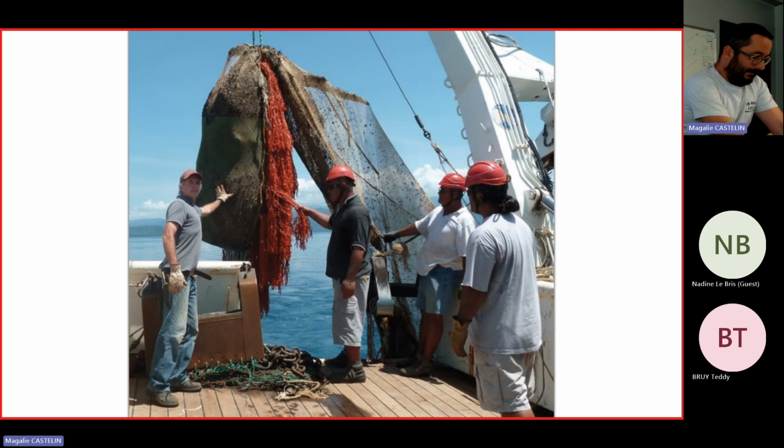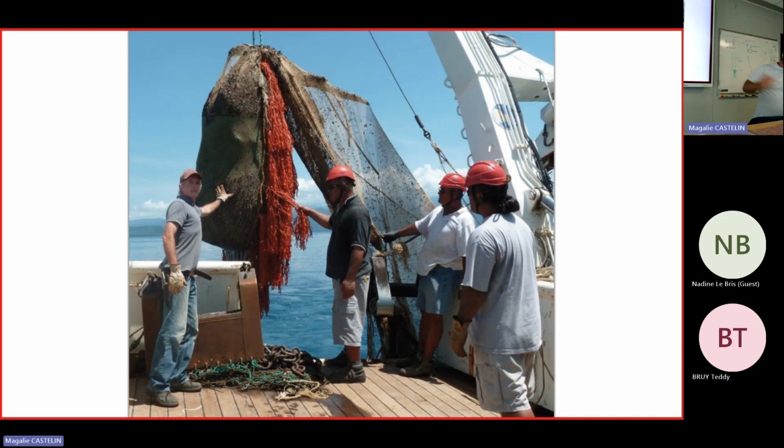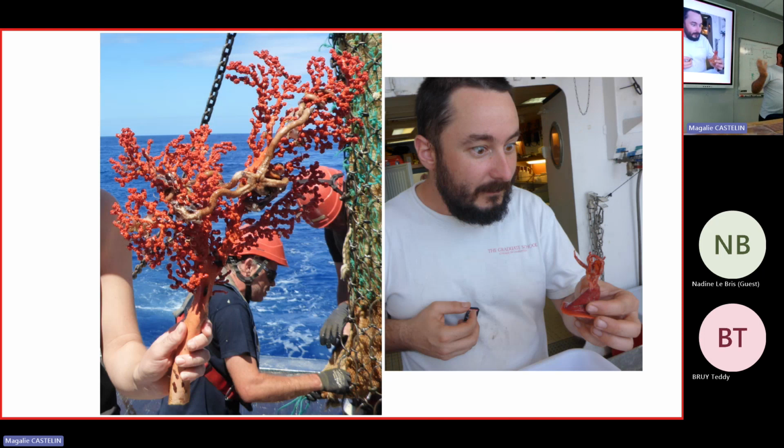So when we trawl, we get catches like this. And then, you know, you get corals and get amazed. So this is a bubblegum coral, Paragorgia, and this is Bathyalcyon. And believe it or not, these things are now in the same family.